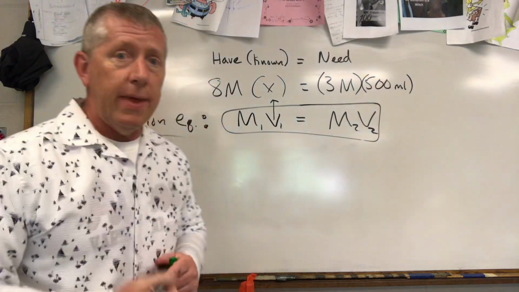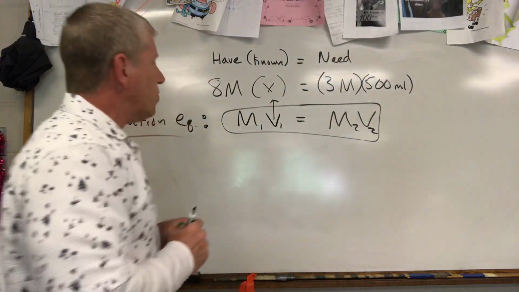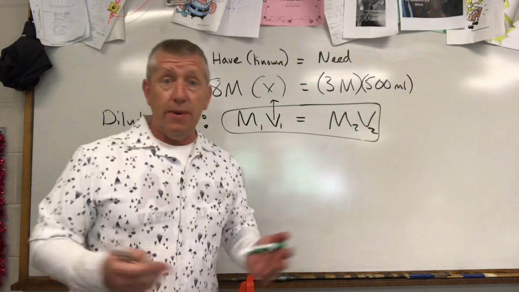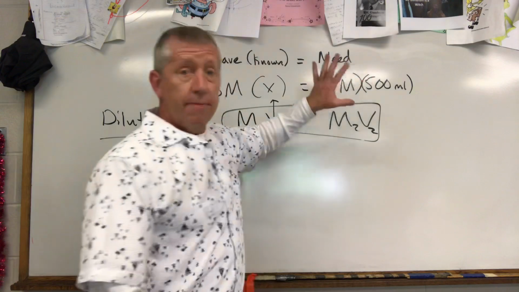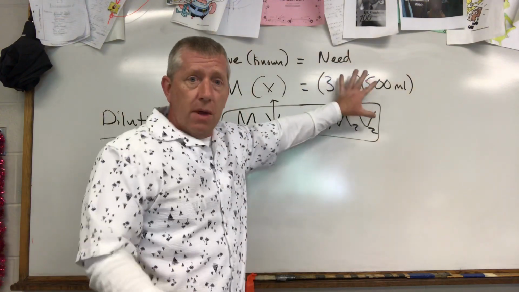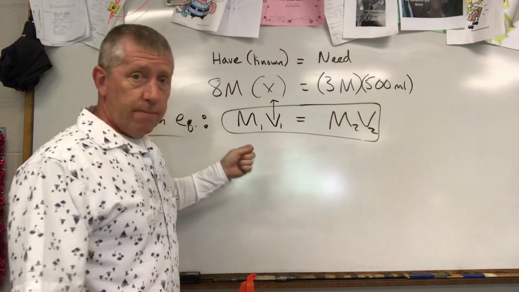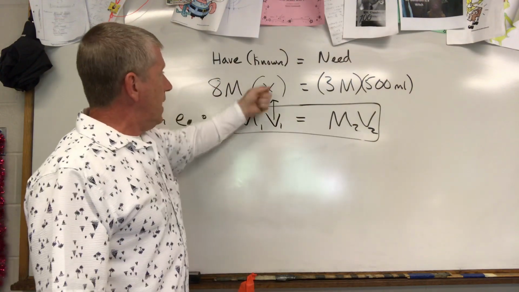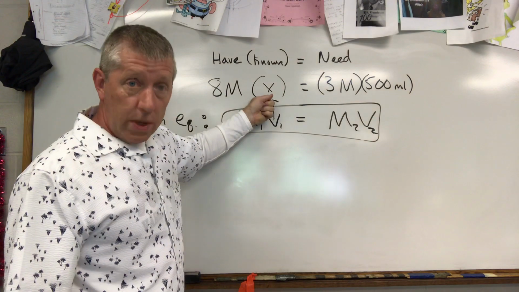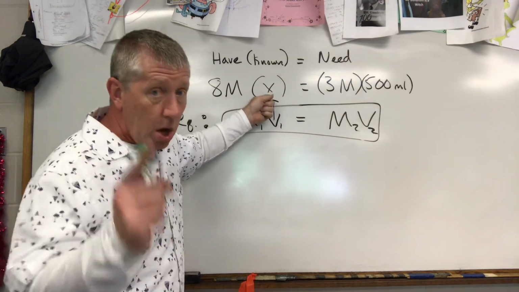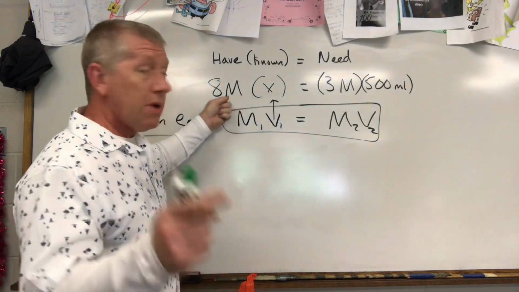So let's go ahead and do that. Okay, let's do it. So what we're trying to do here is figure out how to make this. This is what I need. I'm going to figure out how would I make it? How would I make this? 3 molar, 500. How would I do it? So set up your dilution equation. Solve for the amount of the known, the amount of the stock, the one you use more concentrated.